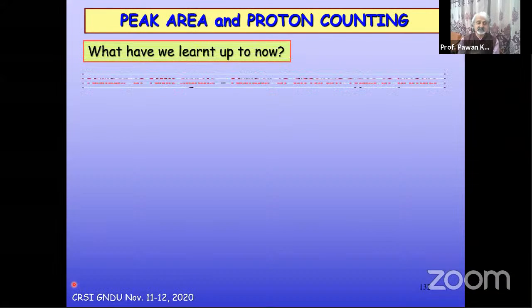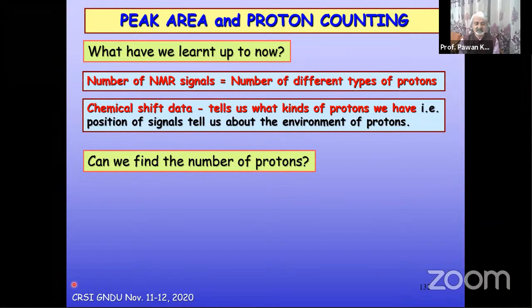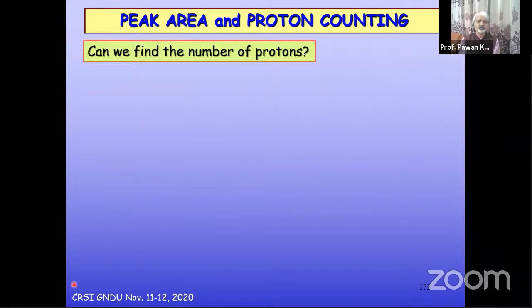So the next chapter in our story is that up to now we are comfortable in saying that the number of NMR signals is equal to the number of different types of protons. And chemical shift data tells us what kind of protons we have. That means, what is the environment of the protons? Is there an electronegative atom or group or an electropositive atom or group? The next question is, can we find the number of protons? Of course we can.